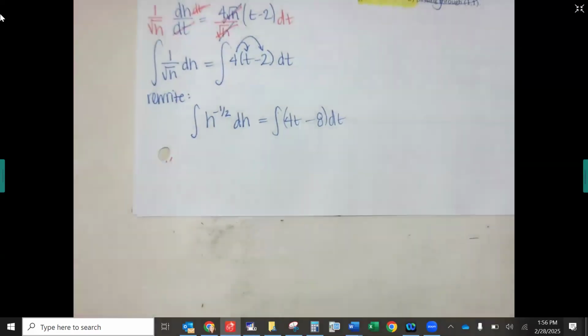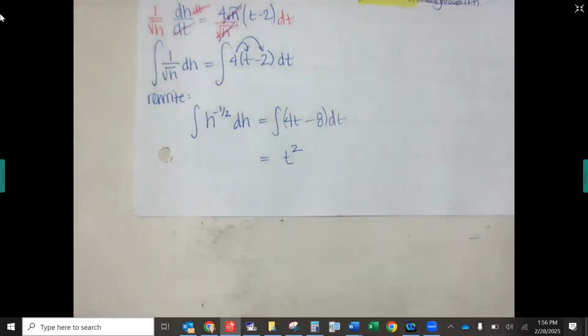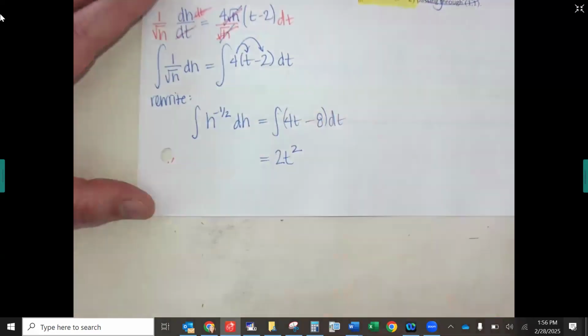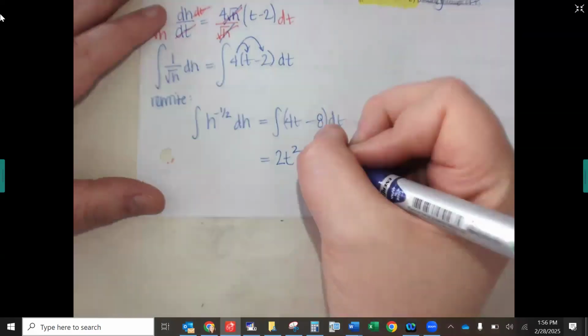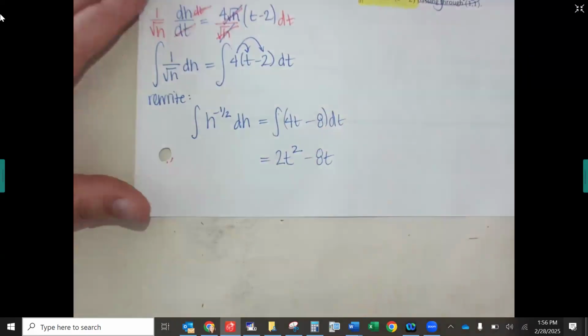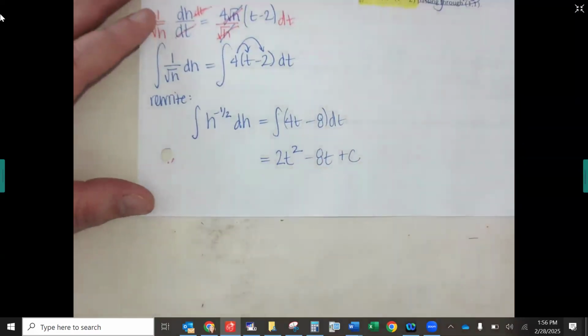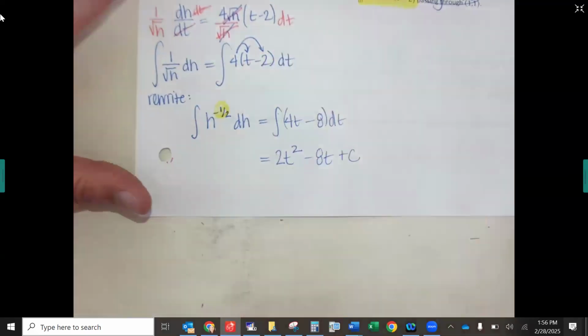Let's start with the t side just because it's easier. t is going to go up to what power? t squared. And then I'm going to divide the squared on the 4 that was already in the front. That's going to turn it into a 2. My minus 8 is going to go back to a minus 8x, or in this case, it's a t. Don't forget plus c.